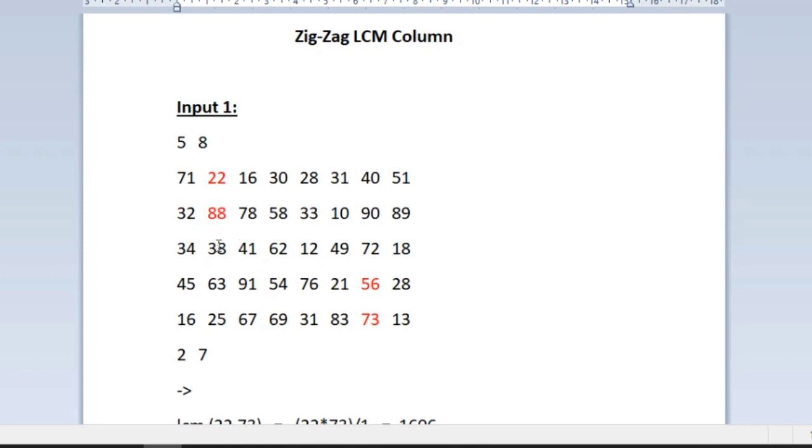Now the next set of integers would be 38 and 72, that is the third integer of the xth column and the last third integer of the yth column. Again we have to follow the same procedure to find the LCM of the integers 38 and 72. After that the next set of integers would be 63 and 90, and after finding the LCM for them, finally 25 and 40. This is how we would be finding the LCM for the two integers in the xth and yth column.